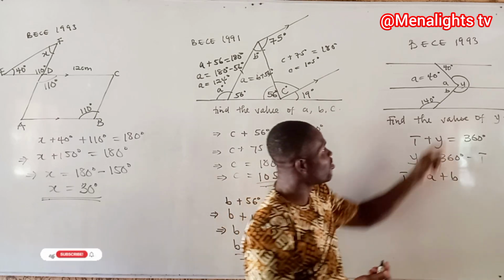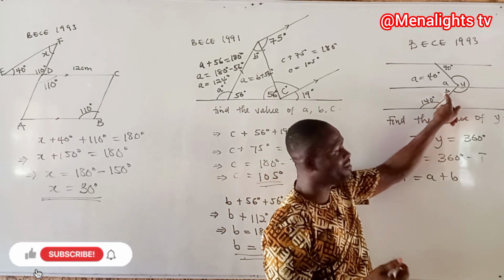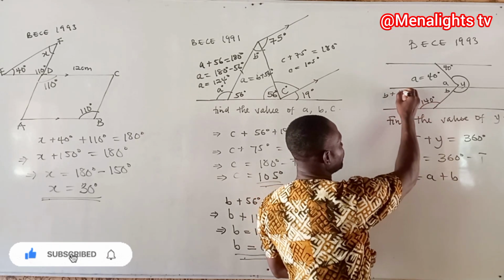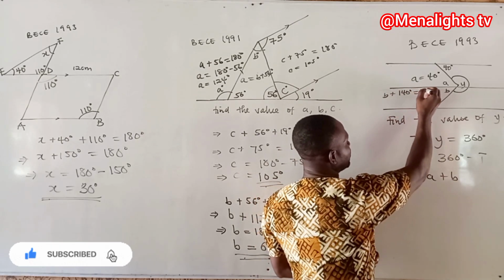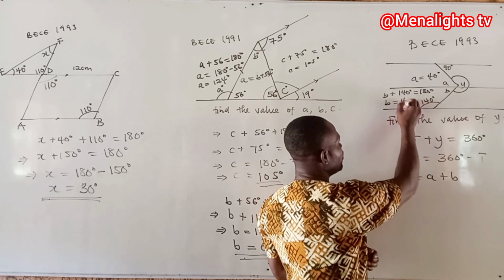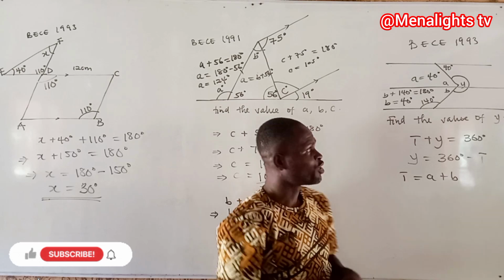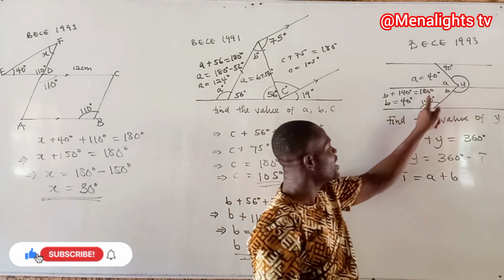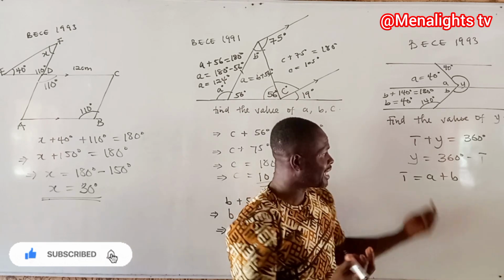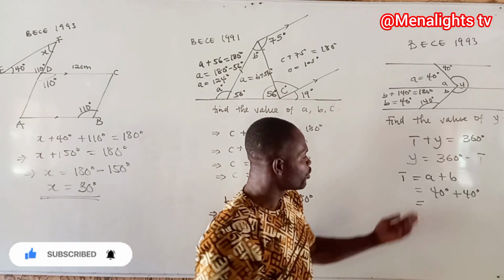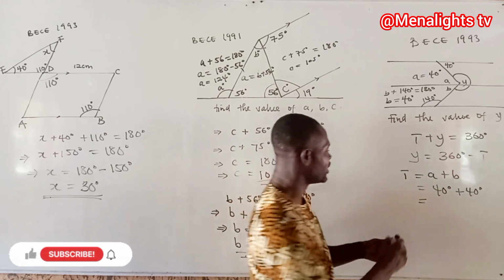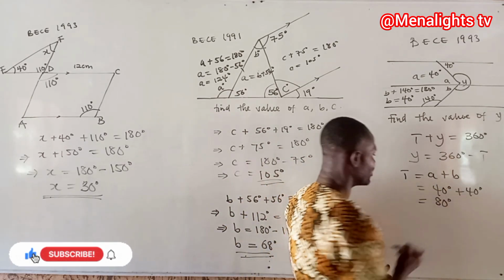180. So if this is 140, what will be the value of B? We know that B plus 140 is equal to 180. So that means definitely our B is equal to 40 degrees. So if A is equal to 40 and B is also equal to 40, then what is the value of t? We know that t is equal to A plus B. So t is equal to 40 plus 40, so t is equal to 80 degrees there.